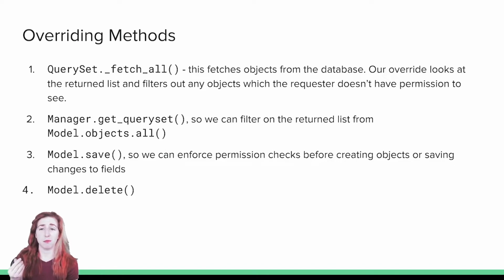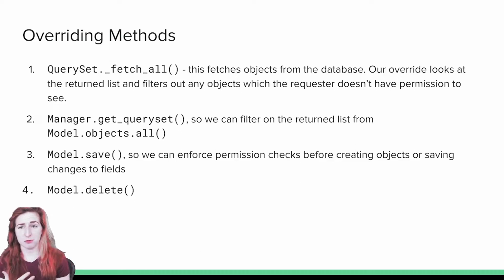Here are the other methods that you will need to override. So fetch all, query set fetch all, is the workhorse of the Django ORM. This is the method that takes a query set, fetches that data from the database, and returns it and hydrates Python objects that you can then manipulate. So if you override this, you can get pretty far.